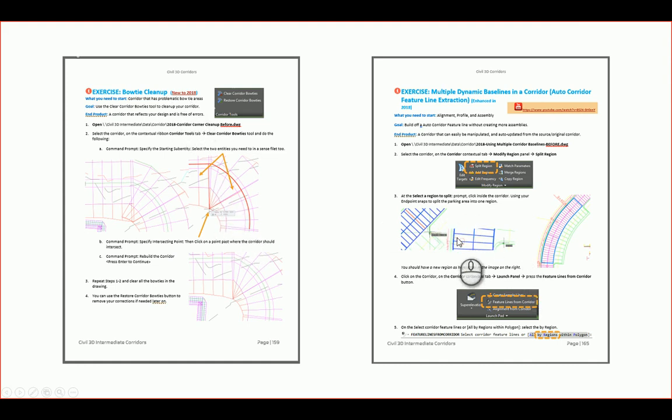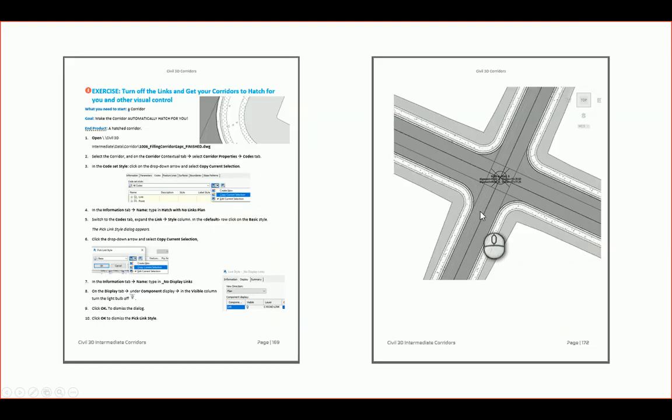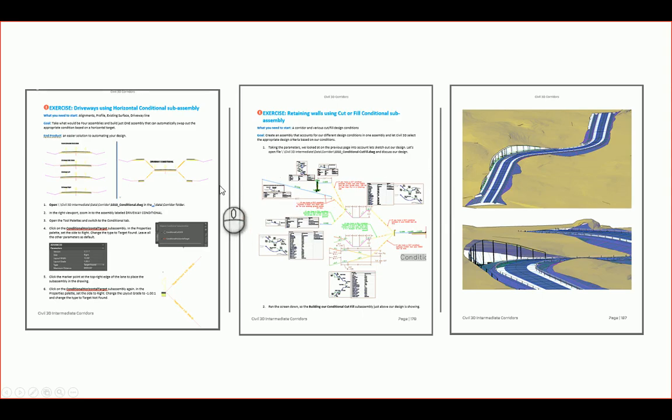We teach you how to clean those up. We also teach you how to build a corridor off of a corridor off a corridor, which is a new tool that came out inside of 2018. We show you how to show hatches and feature lines the way you want your corridor to look, and turn off those links if you don't want those links going across.